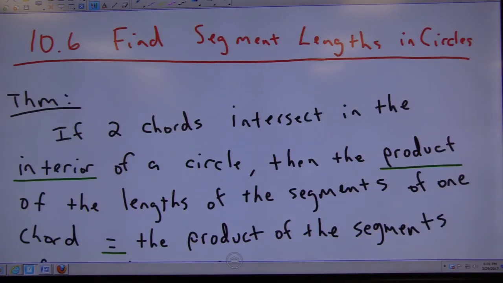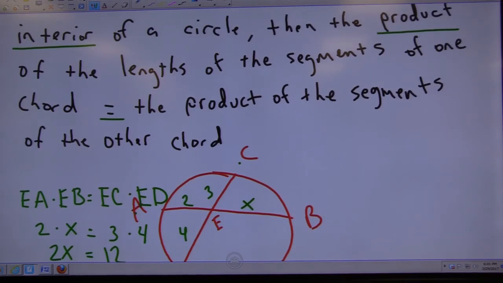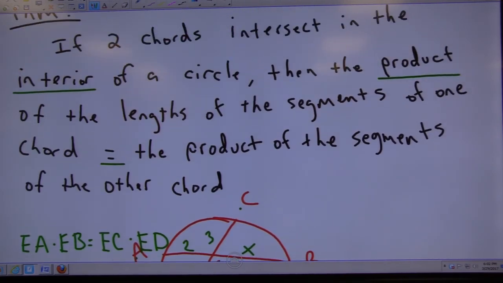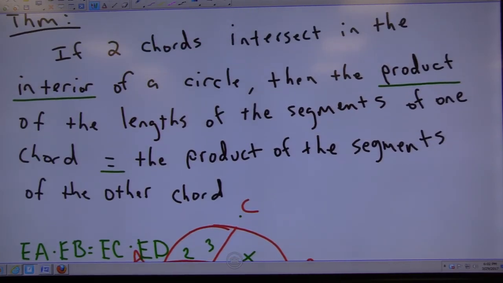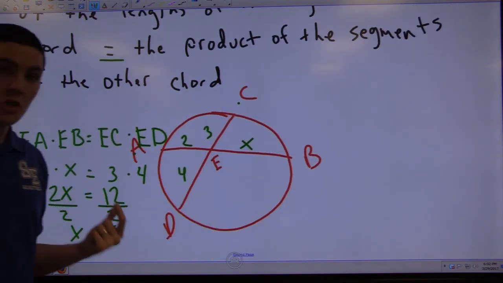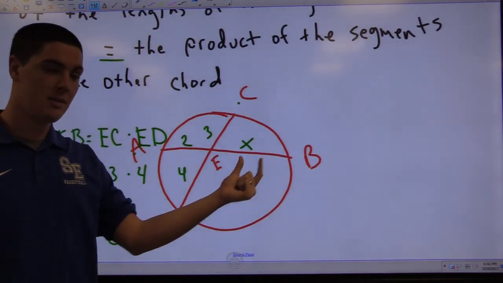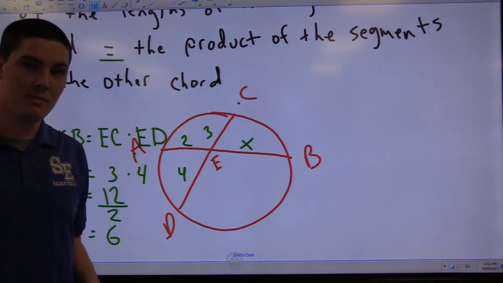Okay, so really quickly, this is what Mrs. Grigsby went over with you guys. If we have two chords that intersect in the interior of a circle, then the product of the lengths of the segments of one chord equals the product of the lengths of the segments of the other chord. So, long story short, this piece times this piece equals this piece times this piece.